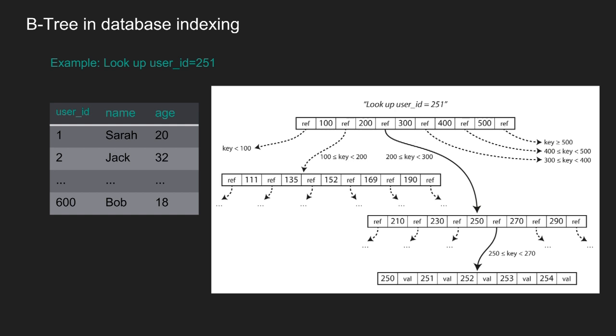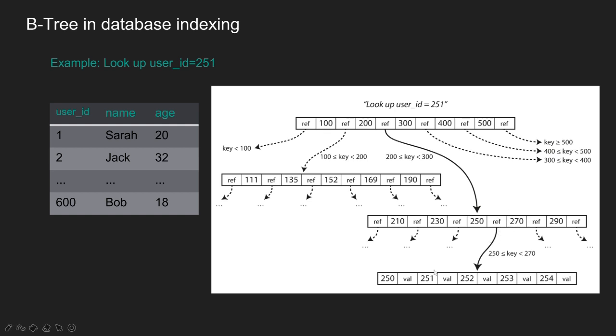So first we will read the root node from disk to memory, and we will find the user ID 251 is between 200 and 300. So we will use this pointer. This pointer points to another node. So it's another page. Then we will read this page from disk to memory, and we will find the pointer here. So 251 is between 250 and 270.